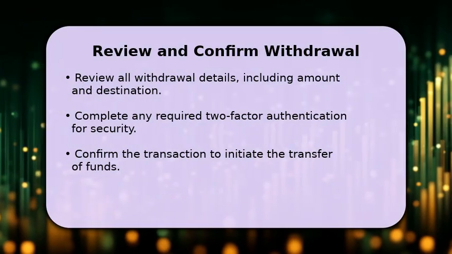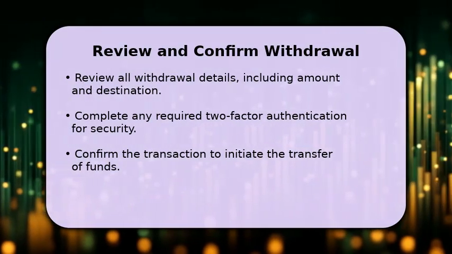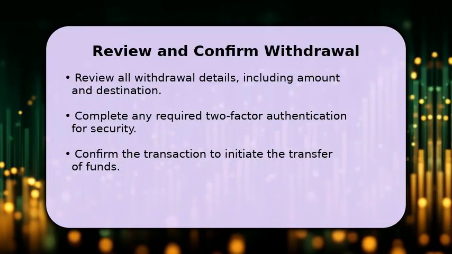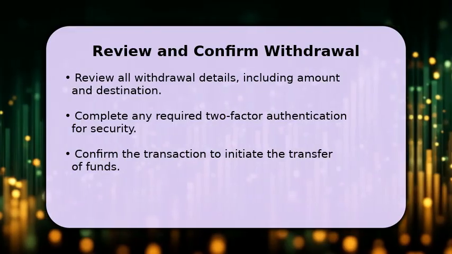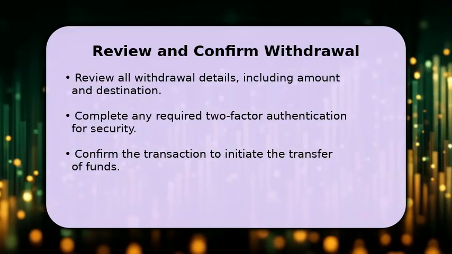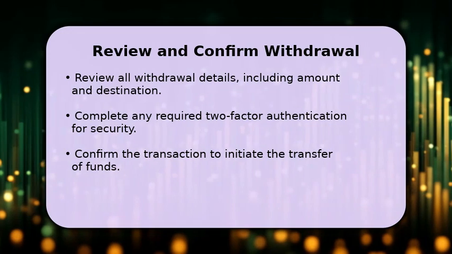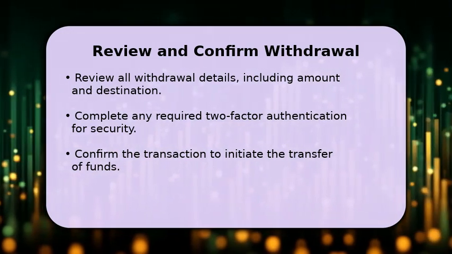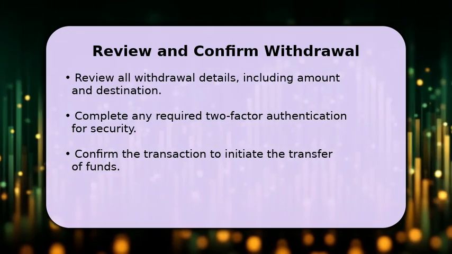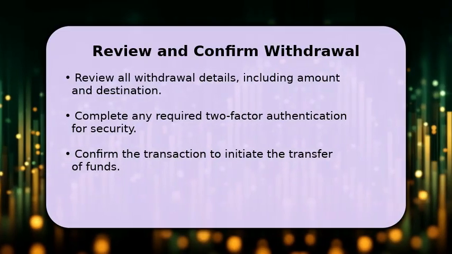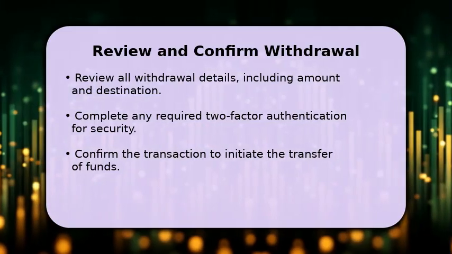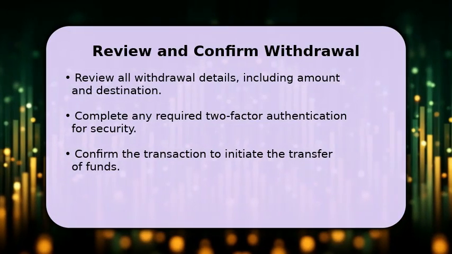Finally, you will reach the review and confirmation stage. This is your last chance to verify all the details of your withdrawal, including the amount and the destination account. Coinbase will likely prompt you for a 2-factor authentication code to ensure the security of your transaction. Once you have confirmed everything and entered any necessary security codes, you can finalize the withdrawal. Your funds will then be processed according to the chosen method's timeline, typically within 1 to 5 business days.